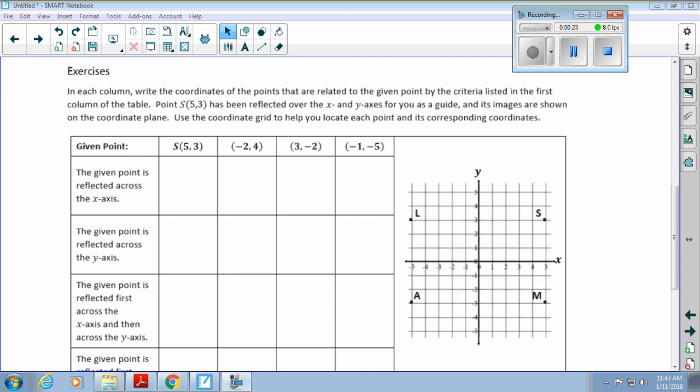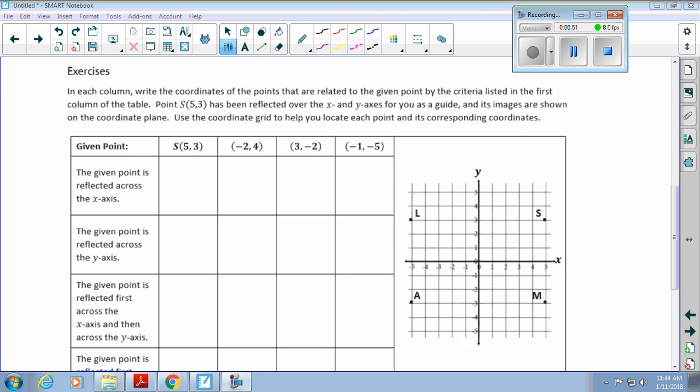All right, so anyway, today we're working on symmetry. I may or may not have forgotten to record the beginning of this lesson, but anyway, we are taking a look at each column separately, and the first set of points here is given to us and plotted. So it says S is 5, 3. If you start at the origin, go to the right 5, up 3, you're going to see point S.